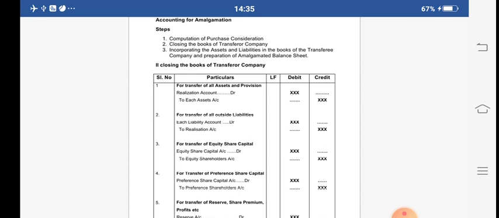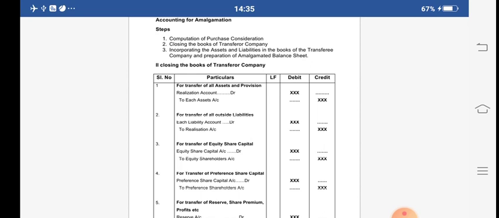Next entry number 3 is for transfer of equity share capital. Whatever equity share capital the transferor company has, the journal entry is: equity share capital account debit, to equity shareholders account credit. Like this we have to pass it.